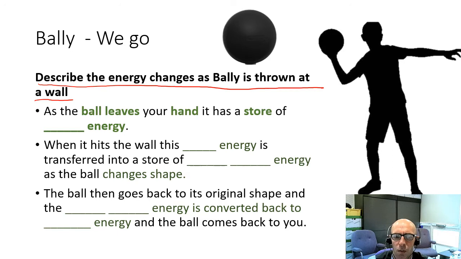So as the ball leaves your hand, it has a store of something energy. When it hits the wall, this something energy is turned into a store of something as the ball changes shape. So what type of energy is that when it changes shape? And then follow it through. And when Miss is ready, she'll unpause and go on to the next one.